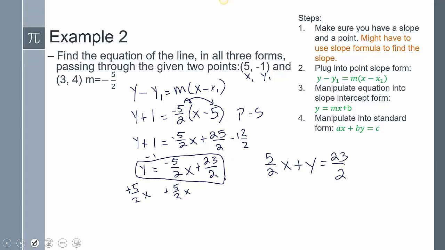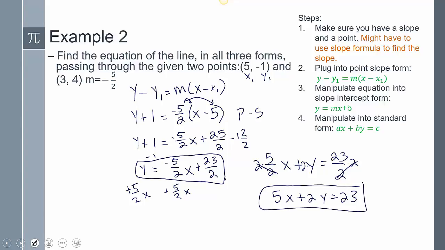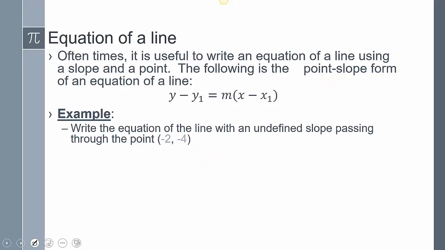Now we said they have to be integers and x has to be positive. Well, right now they're not integers. So I have to multiply everything by 2 to cancel out the denominator. So that cancels out and that cancels out. So I'm going to get 5x plus 2y equals 23. And this right here is going to be my result for standard form.